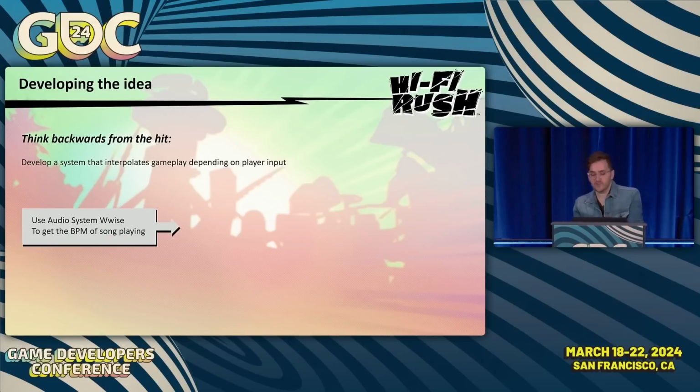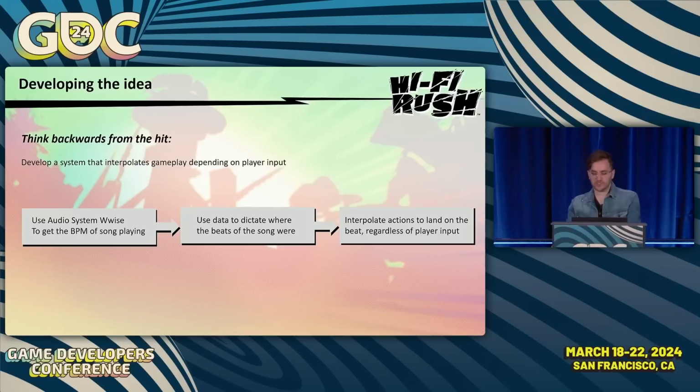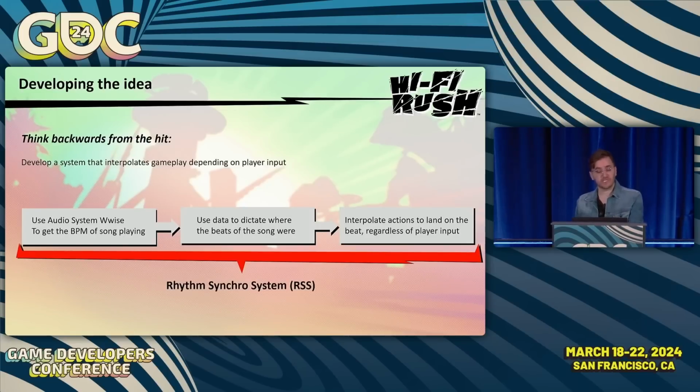We used the sound system Wwise to take the music data playing in the game. We then converted the BPM, or the speed of the song, into a tick that the game would use to define where the beats or quarter note intervals were. And then we would interpolate animation and actions to run in coordination with that tick, which was generally in quarter notes, to drive all aspects of the game. We called this the Rhythm Synchro System, or RSS, which basically meant, hey, don't worry where the beat is. We'll find it for you, and we'll make it sync up for you.